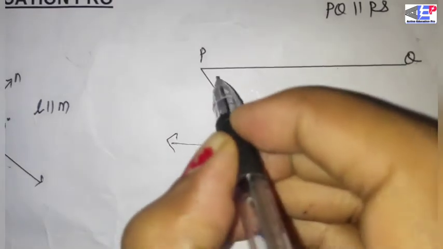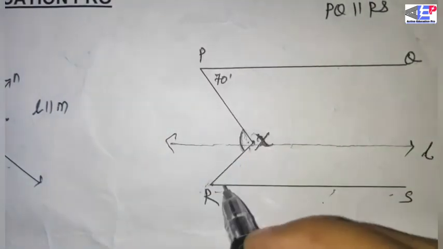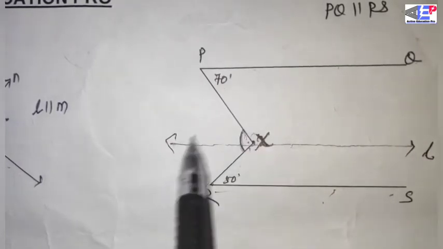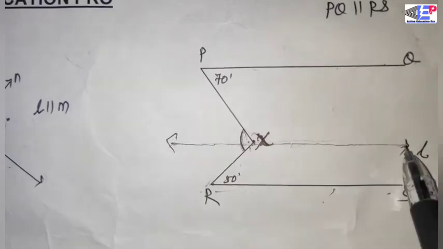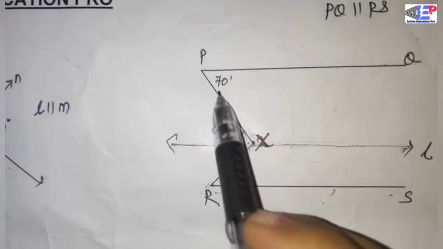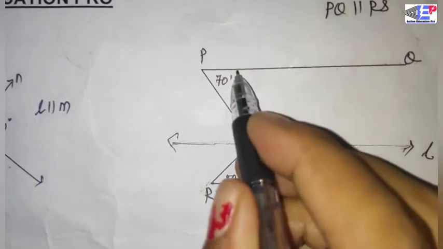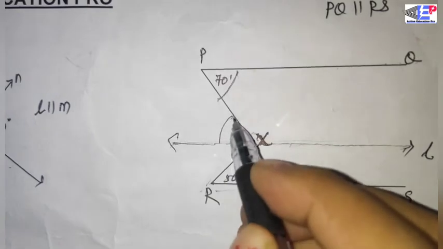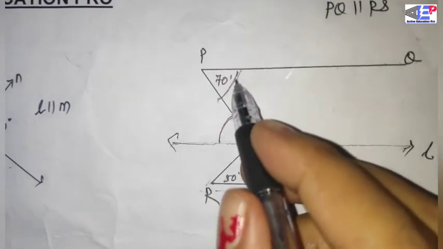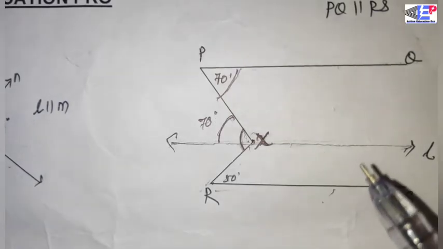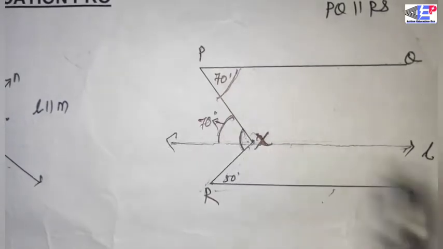Now, this is 70 and this is 50. I forgot to write it here. This is 70 and this is 50 degrees. Now look here. PQ is parallel to line L, and PX is a transversal line. So this 70 is equal to this angle because these are a pair of alternate interior angles. So this angle must be 70 degrees.